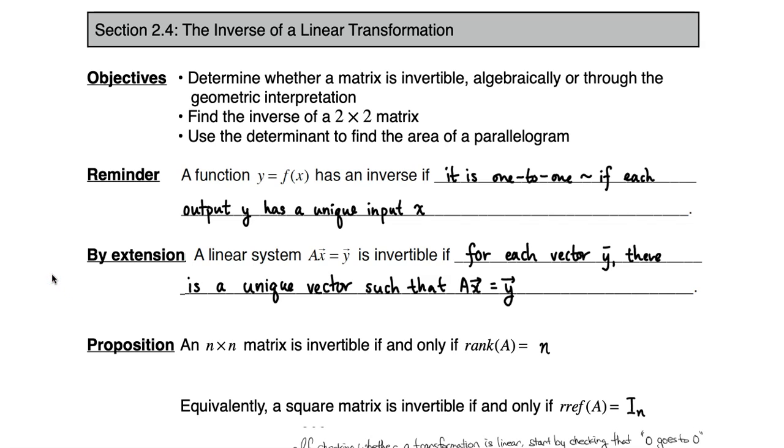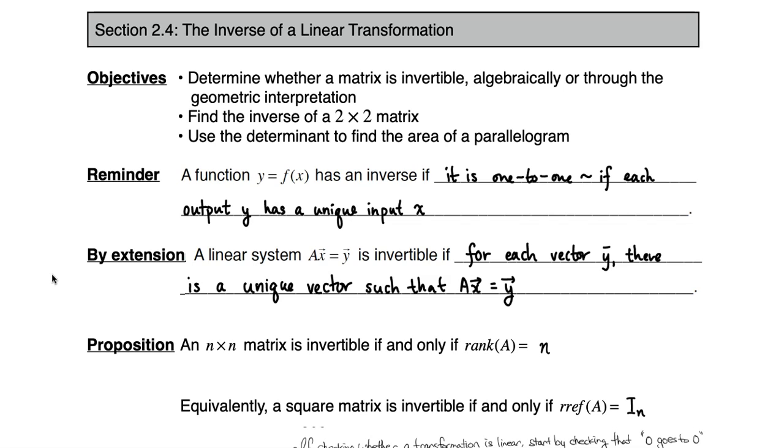Section 2.4, the inverse of a linear transformation. This is where we are going to learn how to undo a transformation. So it's similar to inverse functions, but for matrices. We're going to learn how to determine whether a matrix is invertible algebraically or through a geometric interpretation. We're going to find the inverse of a 2x2 matrix, which is something we did in pre-calc. And we're going to use the determinant to find the area of a parallelogram.